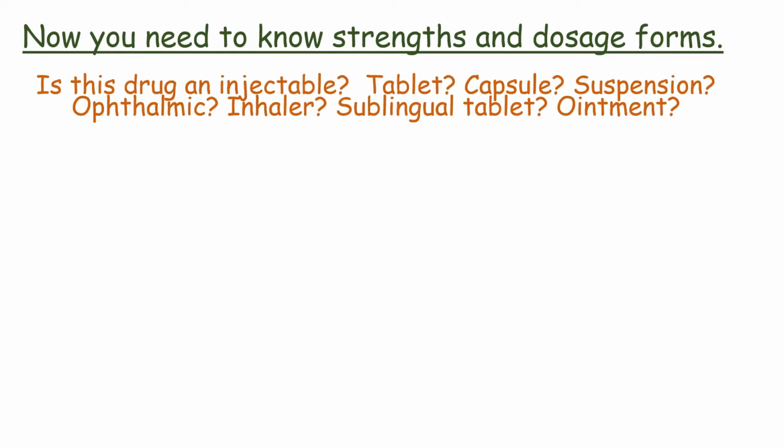Now you need to know the strengths and dosage form. Is this an injectable, tablet, capsule, suspension? So you get it. Now in the new PTCE, there's going to be 2 questions that are related to a drug's dosage form, and so they're going to be asking a question about which of the following dosage forms is Xanax not available in, and if it has tablet, orally dissolving tablet, solution, and injectable. Well, the answer would be injectable.